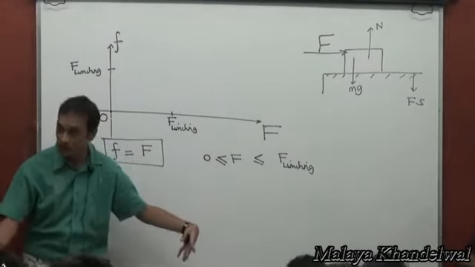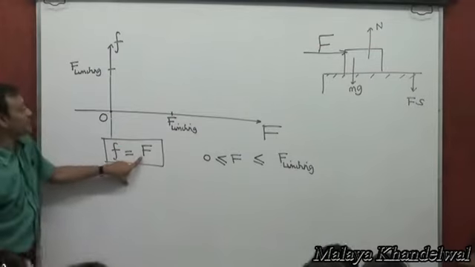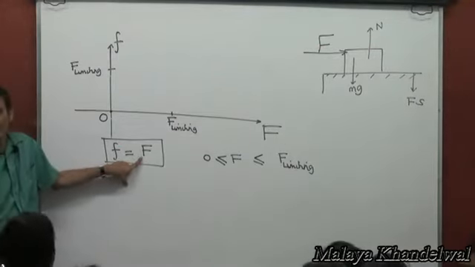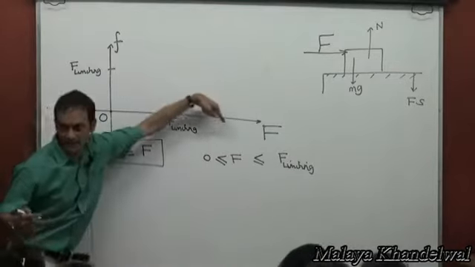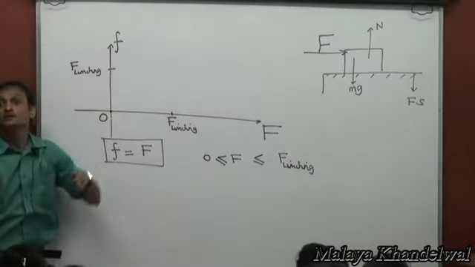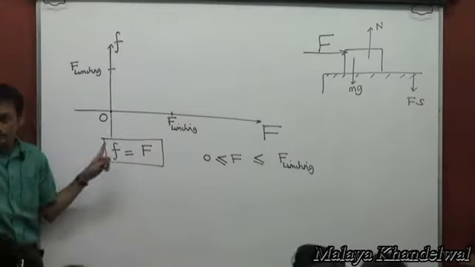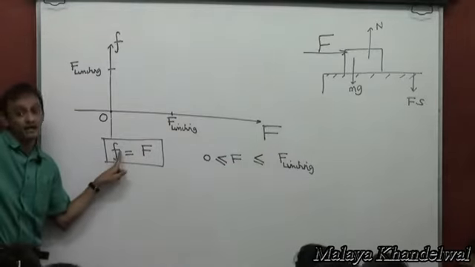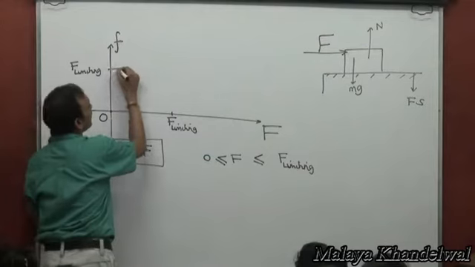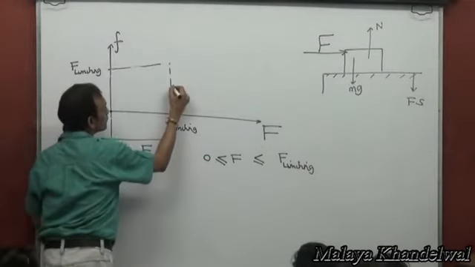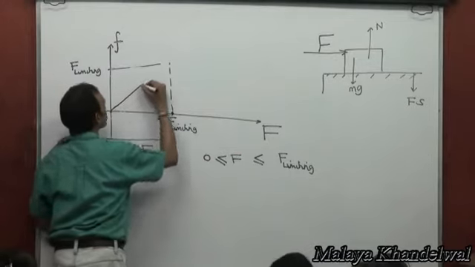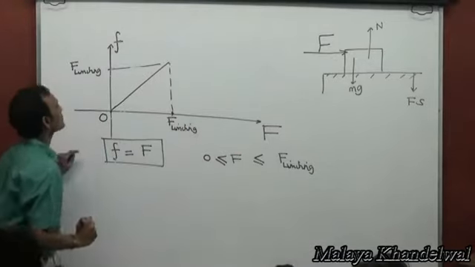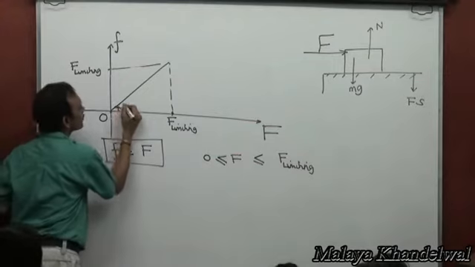Now, f equal to capital F is a straight line, right? Y equal to X, this is like Y equal to X. This is the Y direction, this is the X direction. This is a straight line passing through the origin, and so this is how it varies. This is 45 degrees.